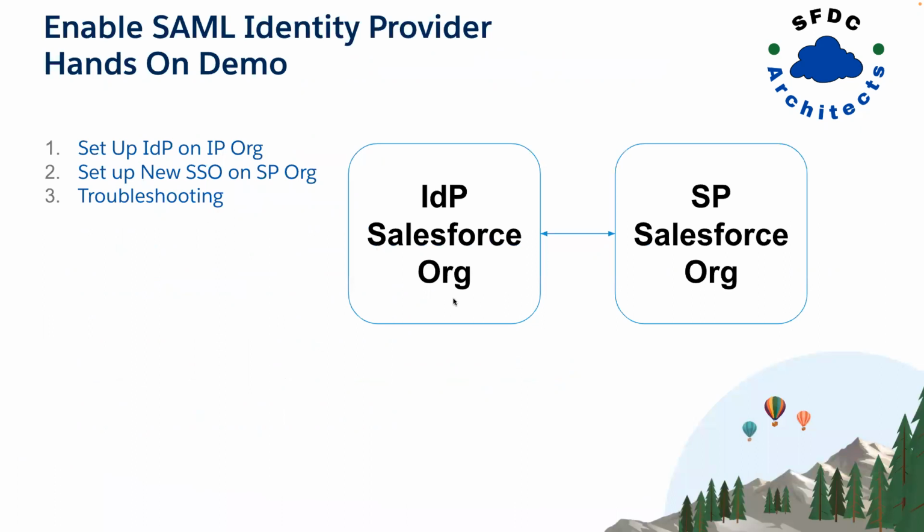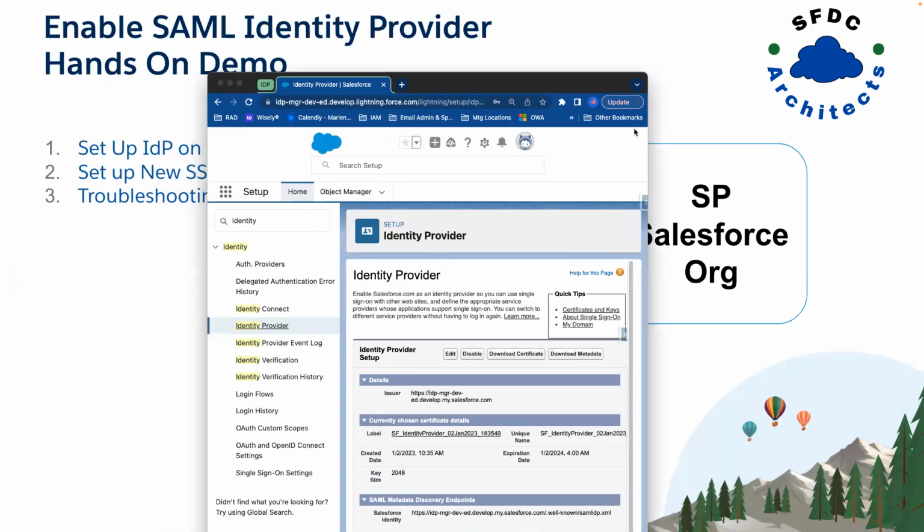For this one, I have two developer orgs set up. One is my IDP org, and the other one is my service provider org. And then I'll also show you some of the steps that we have available for troubleshooting. So let's start with the IDP org.